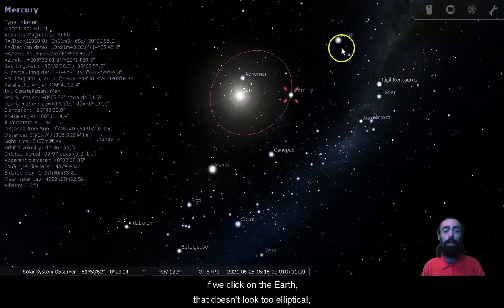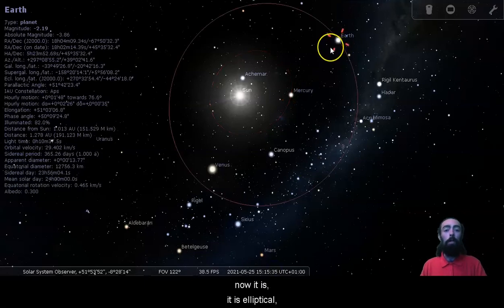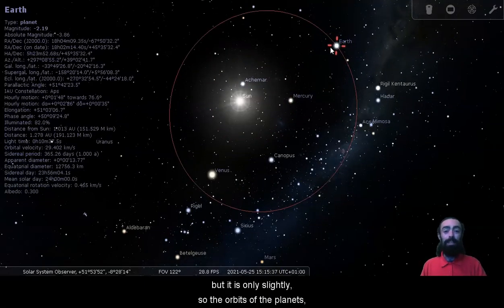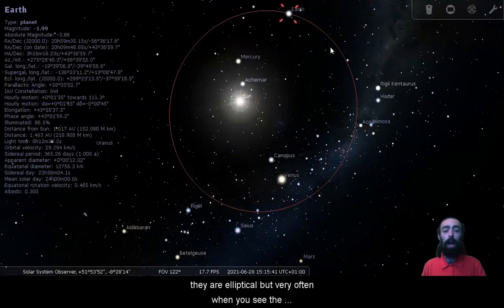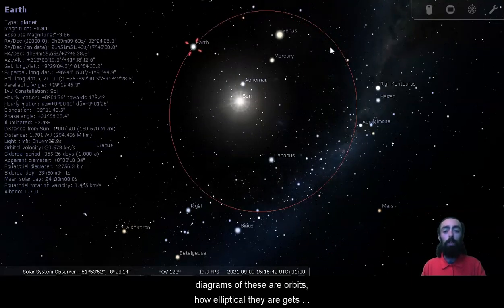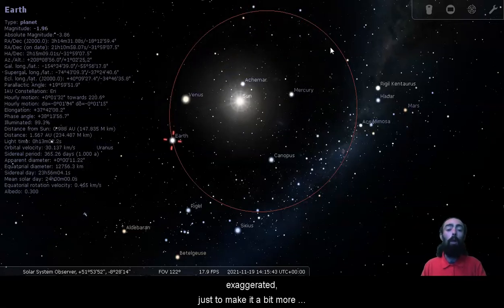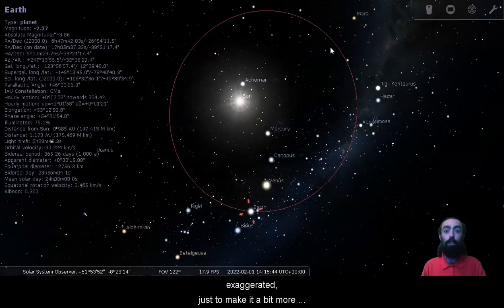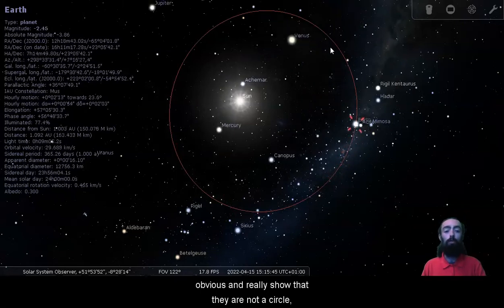That's Mercury in its orbit. If we click on the Earth, that doesn't look too elliptical. Now it is elliptical, but it is only slightly. So the orbits of the planets are elliptical, but very often when you see diagrams of these orbits, how elliptical they are gets exaggerated, just to make it a bit more obvious and really show that they're not a circle.